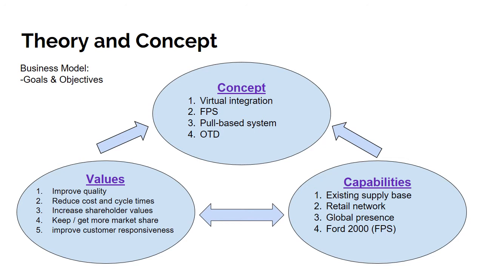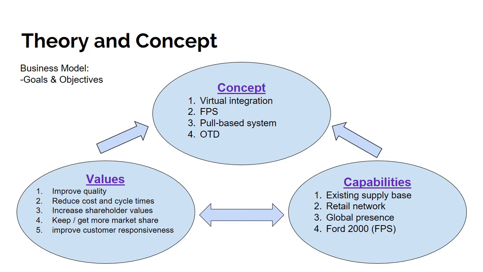Major re-engineering projects were initiated around important company processes such as order to delivery and the Ford Production System, with goals such as reducing OTD time from more than 60 days to less than 15 days. One of the values is to improve quality and reduce cycle times while dramatically lowering the cost of developing and building cars, and keeping or occupying much more market share to increase shareholders' value and also improve customer responsiveness.